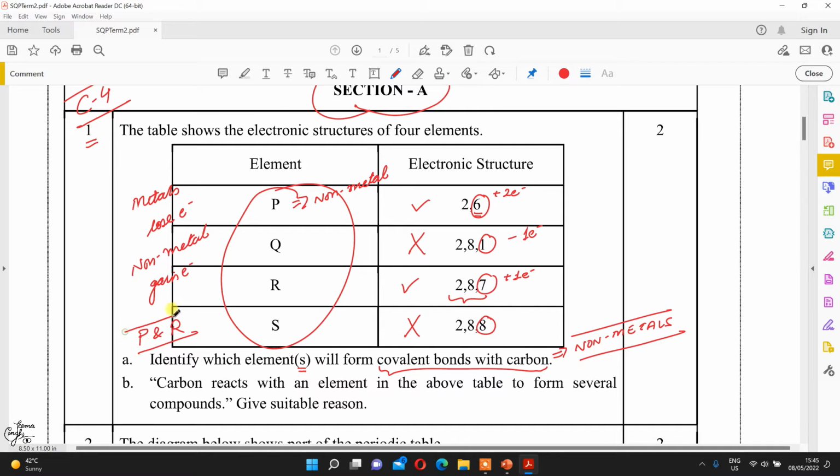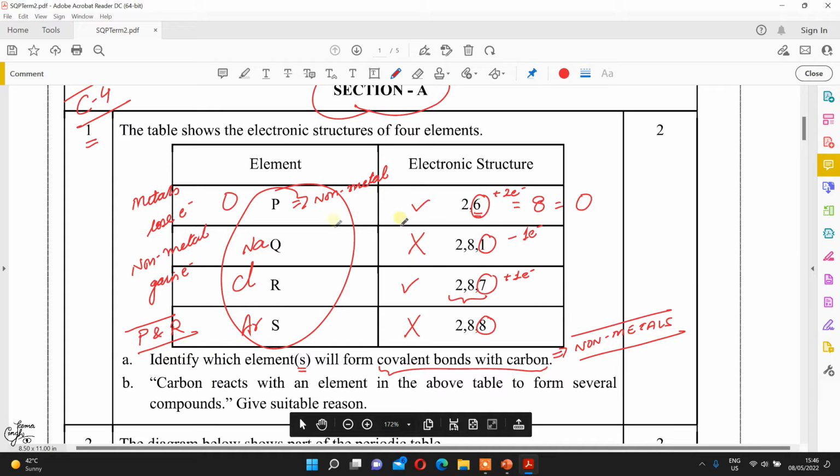If somebody asks you to identify the names of the elements, look at the electronic configuration, add the number of electrons, get the atomic number and then the corresponding element. So 2 plus 6, 8, oxygen. Your P is oxygen. 2,8,1, 11, this is your sodium. 2,8,7, 17, chlorine. 2,8,8, 18, it's going to be your argon. Right? Now, half mark for writing P and half mark for writing R.